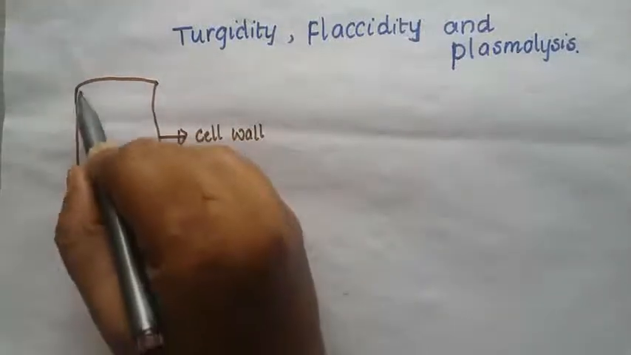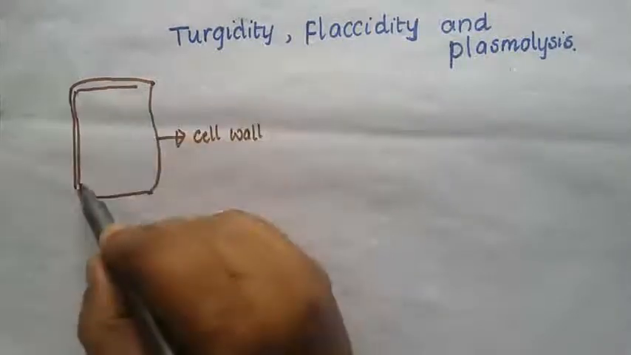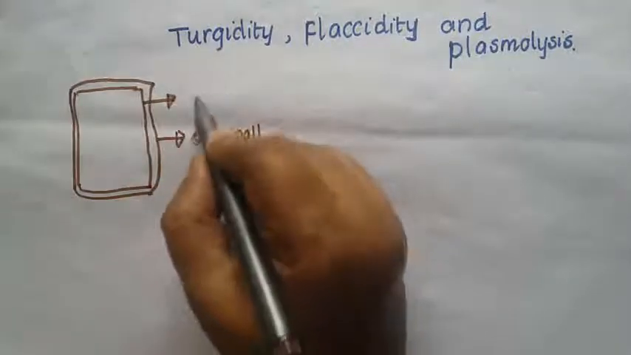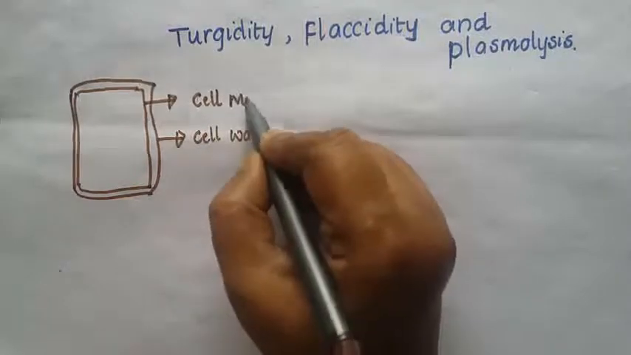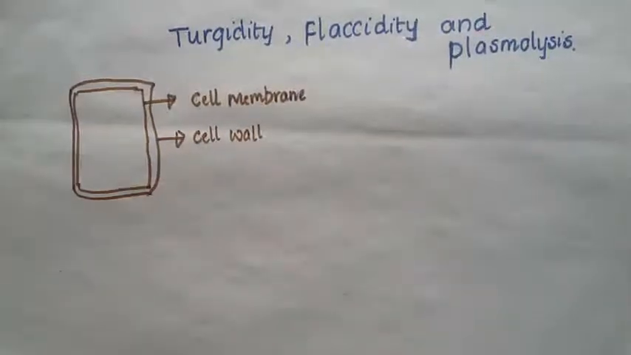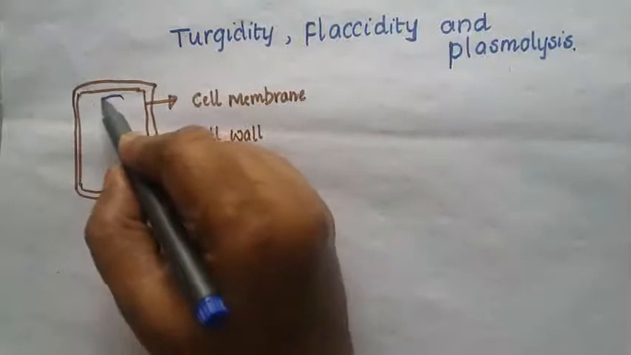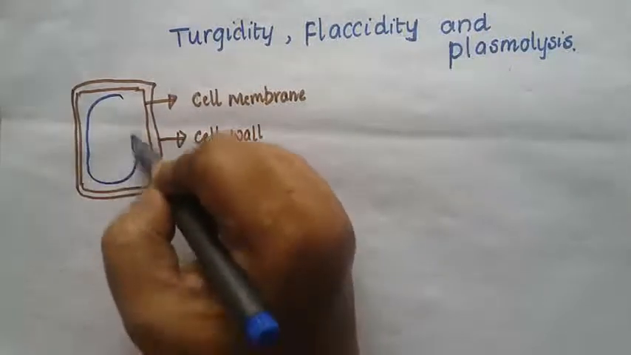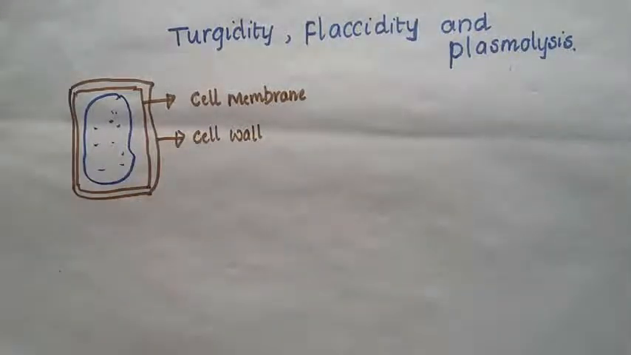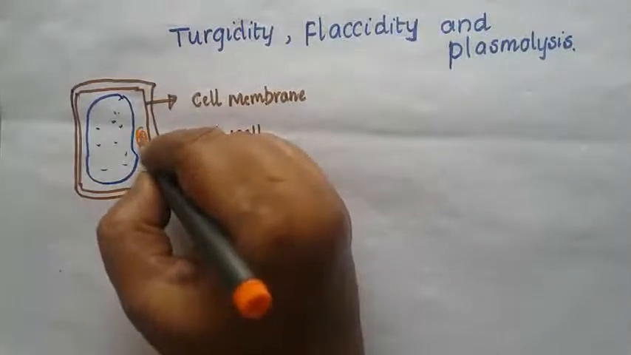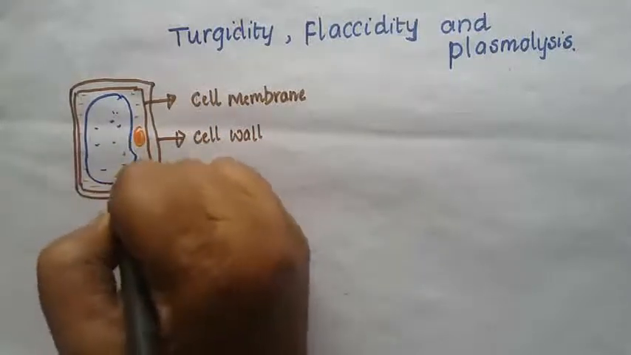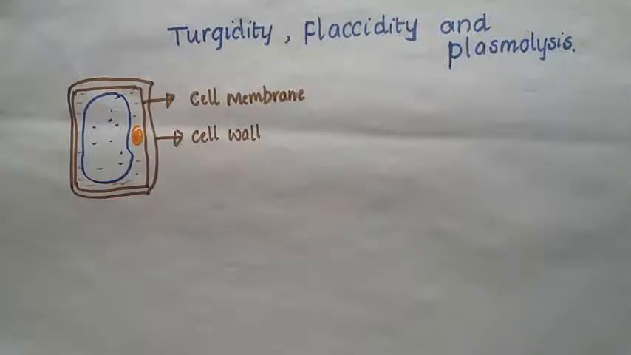Within the cell wall we find the cell membrane, which is the semi-permeable membrane, right? And then the plant cell has a large vacuole in which we find the cell sap, followed by the nucleus, which is usually pushed towards the periphery, and we find the cytoplasm also pushed towards the periphery. Right, children?